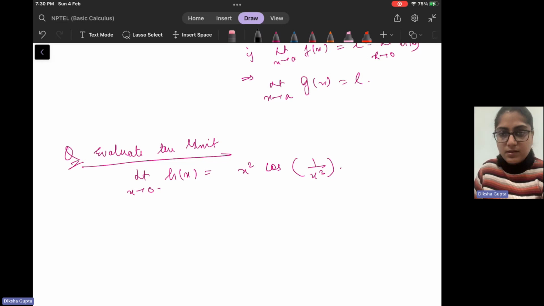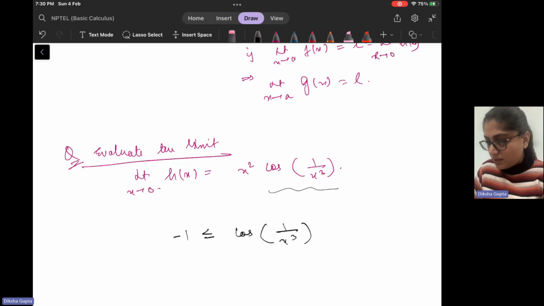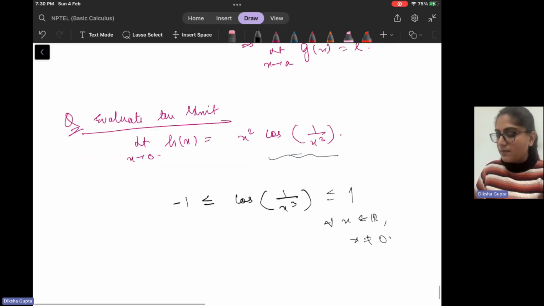So whenever there are trigonometric functions, it is really helpful to use the sandwich theorem, because you know that this function will at least take values between 1 and minus 1. So we know a function between which this function is sandwiched, for all x belonging to R, x not equal to 0. And when we find the limit, we don't usually care about the value of the function at the point 0.